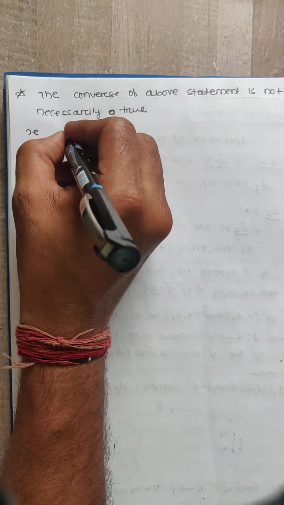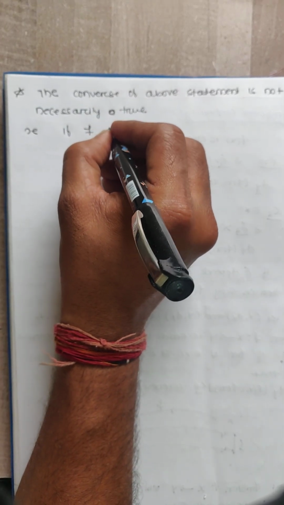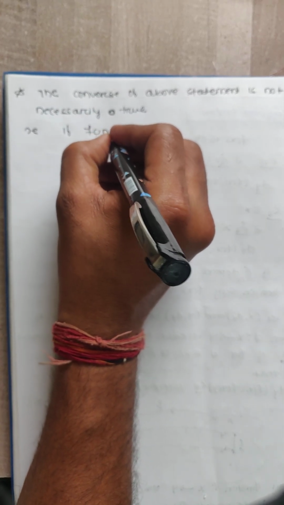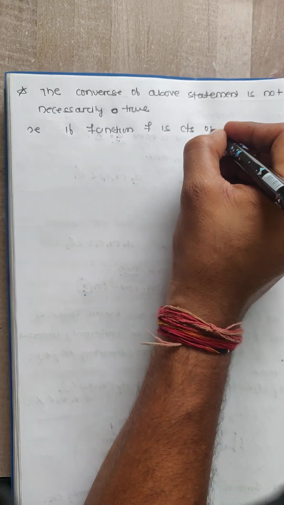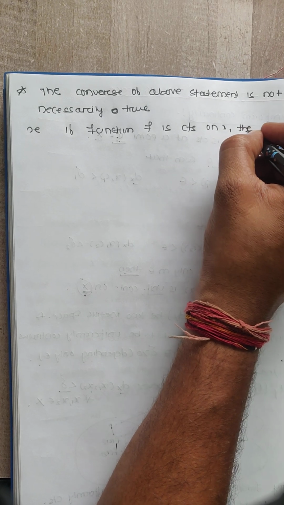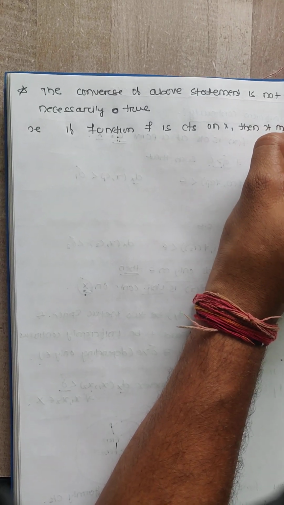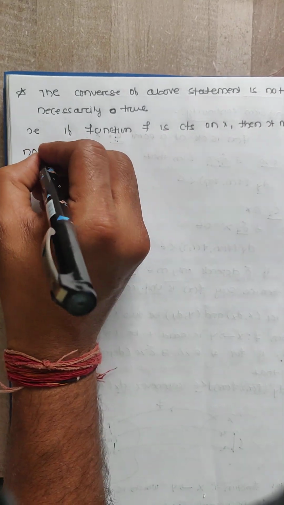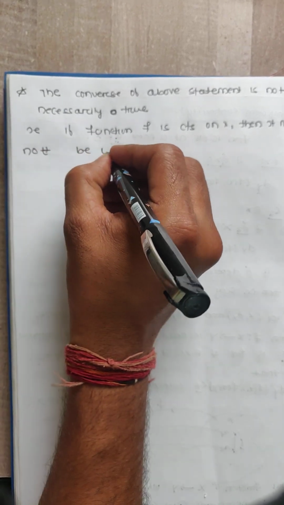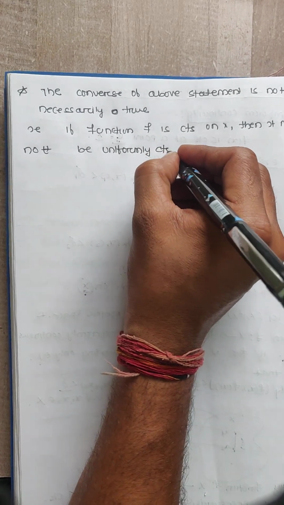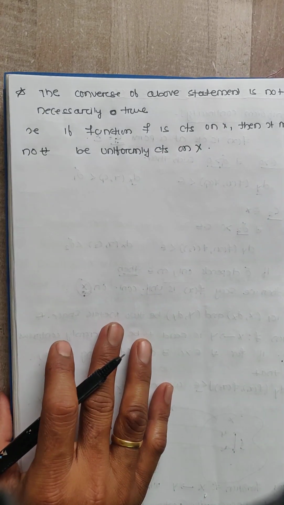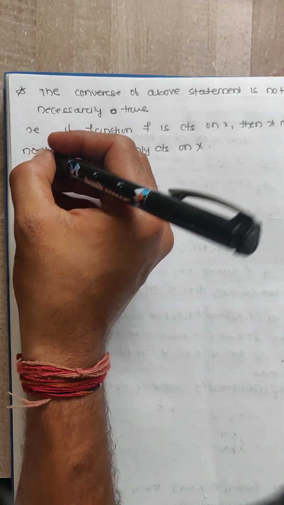That means if a function f is continuous on x, then it may not be uniformly continuous on x. Okay, I will give an example.